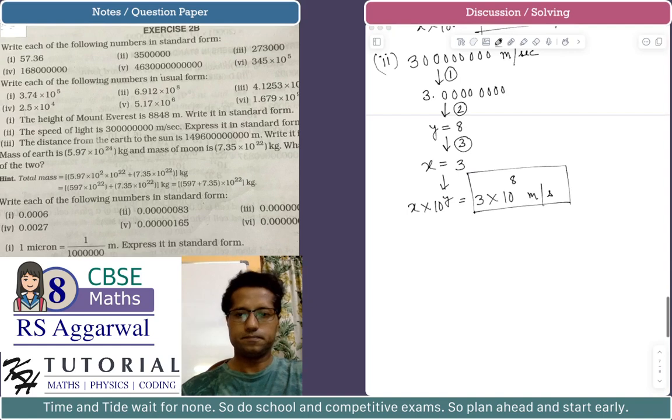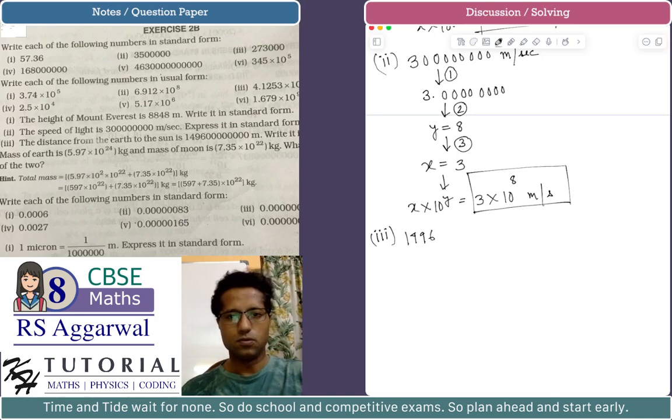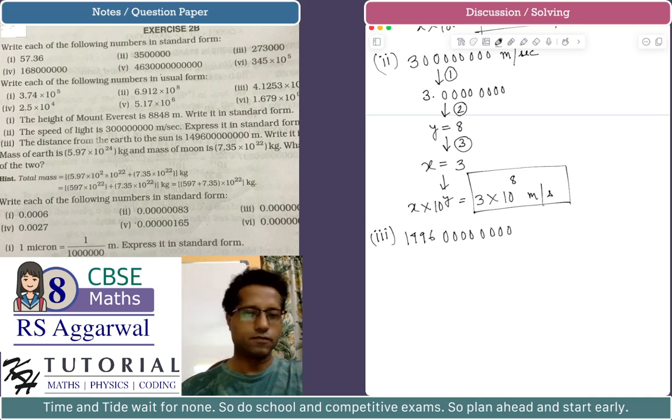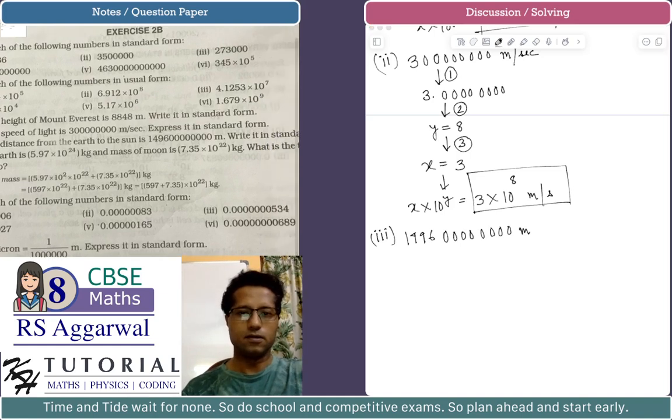Part 3. It is said that the distance from the earth to the sun is 1496, and how many zeros? 1, 2, 3, 4 and 8 zeros. This is the distance of the earth from the sun, this much meter. We have to express this distance in standard form.